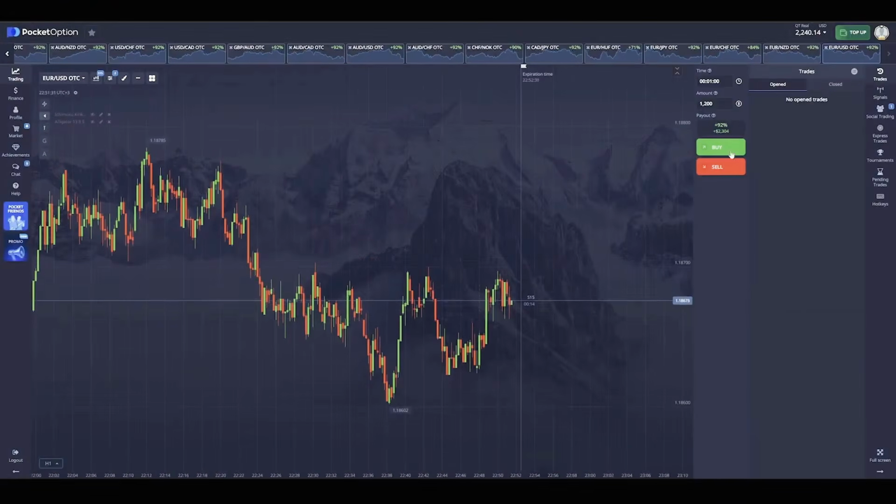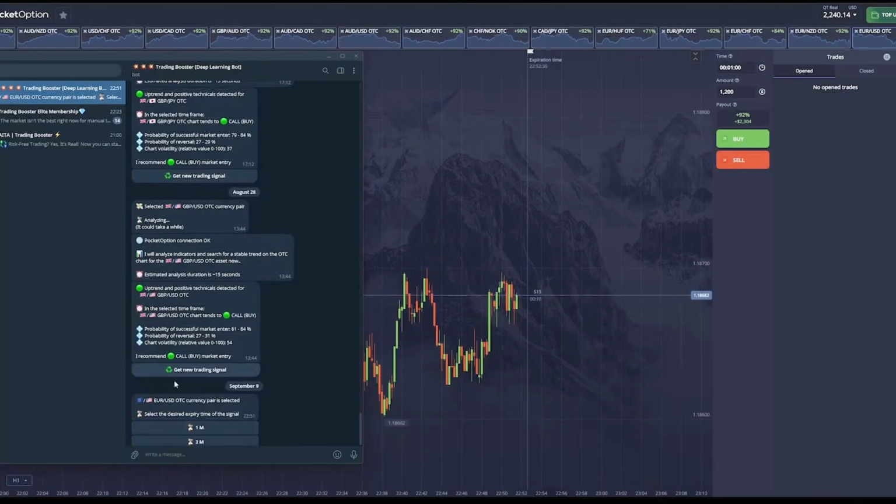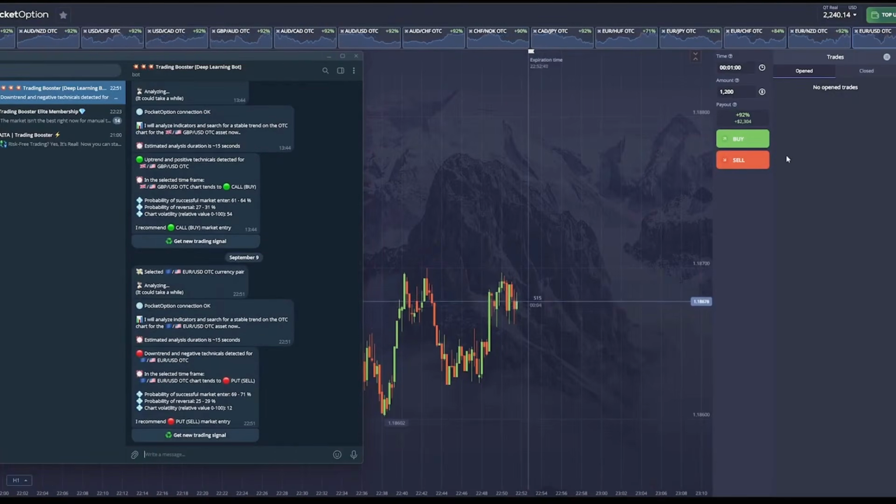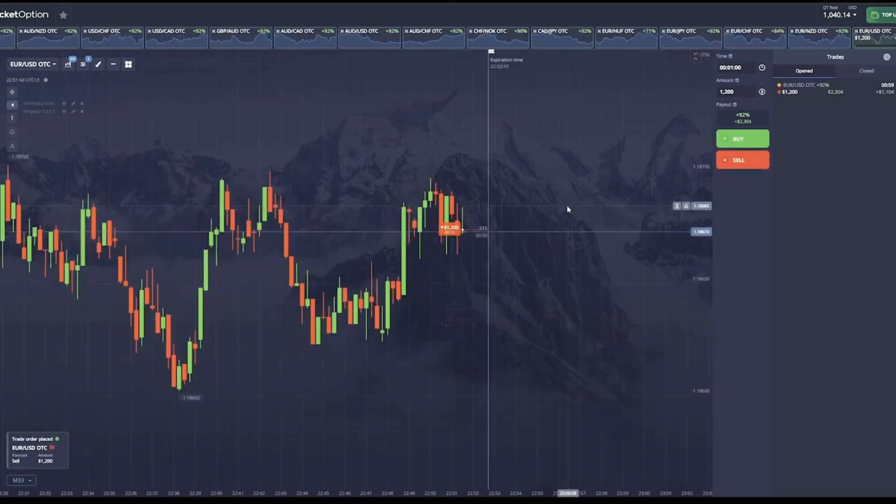Let's choose the euro dollar. Here, there's quite a pronounced sideways movement, so it's possible to try trading on this currency pair. Let's see what the booster bot tells us quickly. The bot gives a sell signal, so I open this trade for a sale.